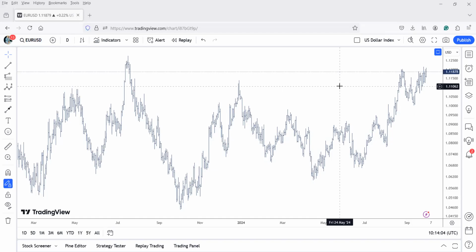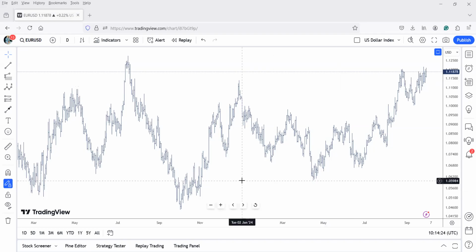We will watch for the next few trading sessions, at least for this week, to see if there is a top forming or a bottom forming in the Euro.